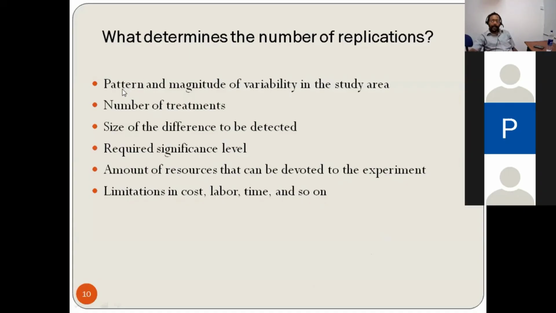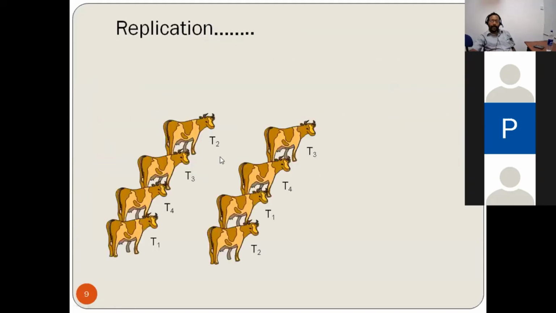Right. Pattern and magnitude of variability in the study area. We will talk about this in the second type of design. Pattern and the magnitude of variability in the study area. For example, even in these cows, if you look at the pattern of the variability, let's say the breed is same, age is same, parity is same, but what is the difference that I said?